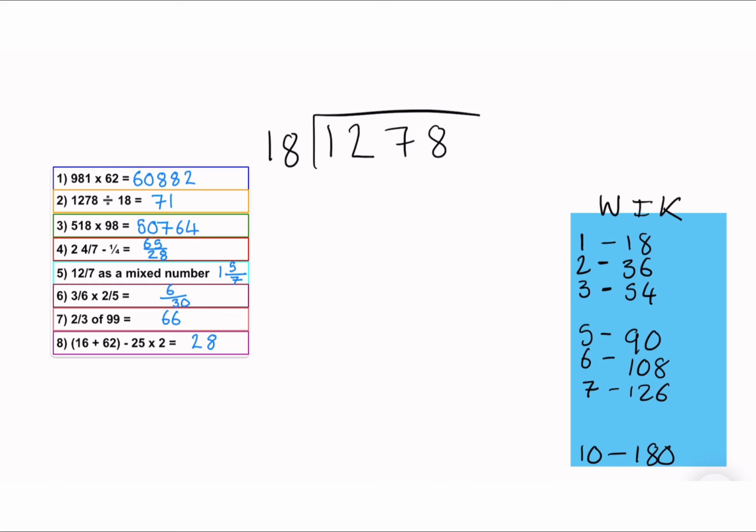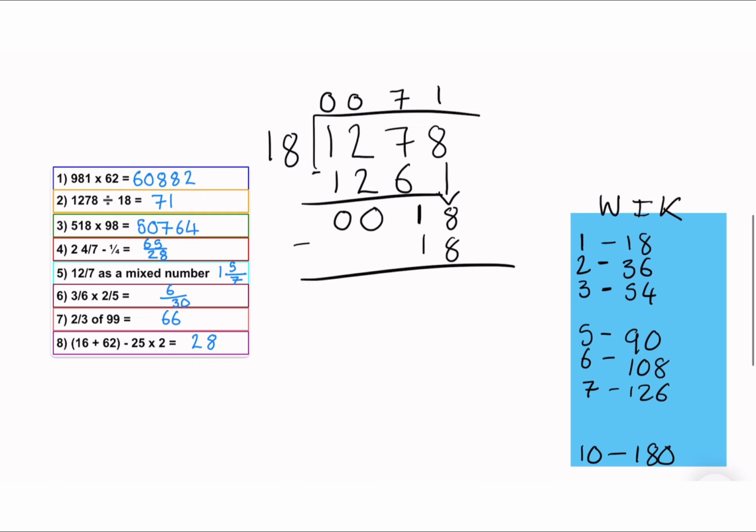So 18 into 1 goes 0 times. 18 into 12 goes 0 times. 18 into 127, let's have a look down. It goes in 7 times, so I write my multiple. Then I write down what it actually is, 126. I take them away from each other. 7 take away 6 is 1. 2 take away 2 is 0. 1 take away 1 is 0. So I'm left with 1. Bring down my 8. I've now got 18. 18 into 18 goes 1 time.